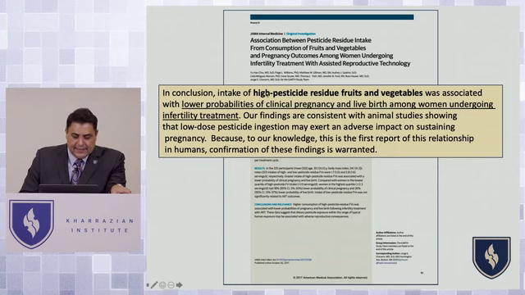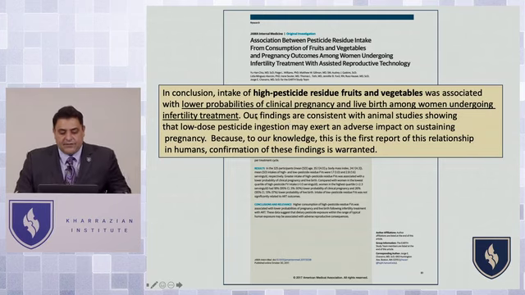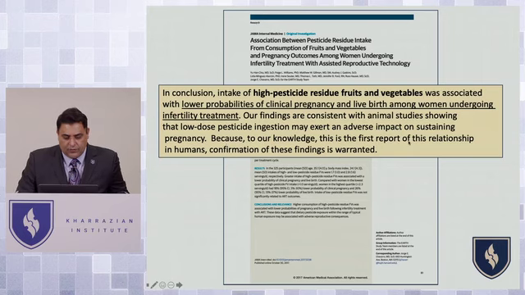In conclusion, intake of high pesticide residue fruits and vegetables was associated with lower probabilities of clinical pregnancy and live birth among women undergoing infertility treatment. Our findings are consistent with animal studies showing that low-dose pesticide ingestion may exert an adverse impact on sustaining pregnancy, because to our knowledge, this is the first report of this relationship in humans. Confirmation of these findings is warranted.